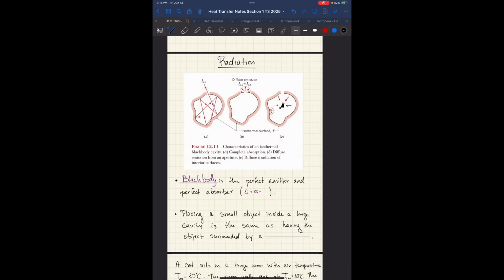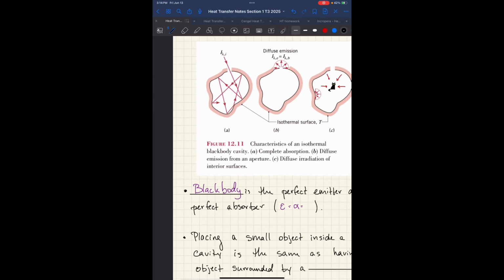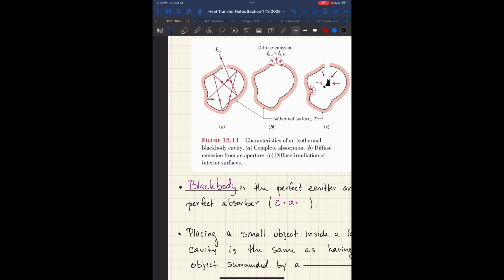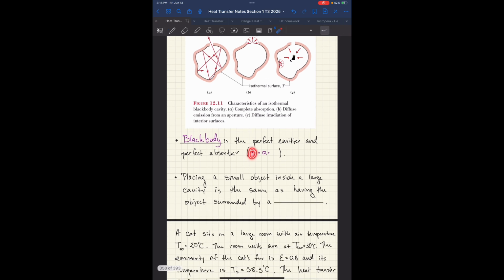Let's take a look at the radiation review. First we talk about a black body, because a lot of the radiation equations come from the perfect black body equation. A perfect black body is the perfect emitter and perfect absorber, which means that the emissivity and the absorptivity of this object, this quote-unquote black body, is just equal to 1. In other words, it emits everything and absorbs everything.